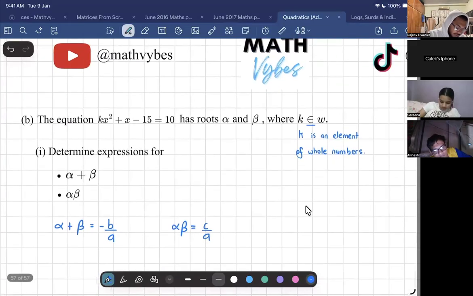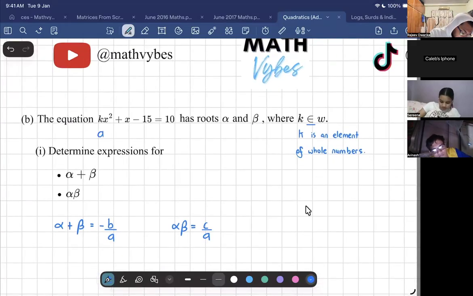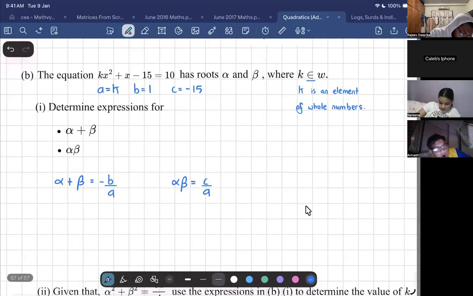Right. What is a, b, and c equal to? A is K, b is 1, c is negative 15. Right. So alpha plus beta is going to be minus b. We know b is 1, so that's going to be minus 1, and a is K, so minus 1 over K. Are you okay with that?